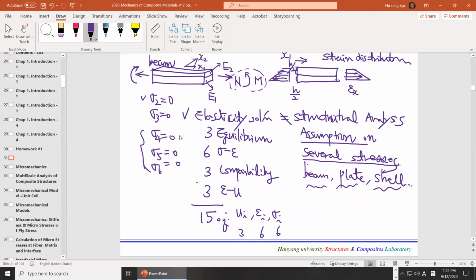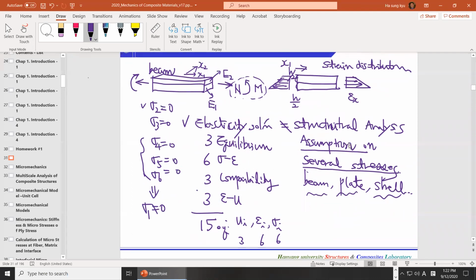Okay, based on these assumptions, the only non-zero stress is sigma 1. Sigma 1 is the major one, and again, others are very small. And this is the structural analysis. So to solve these equations, based on these stress assumptions and also strain distribution, this is the most important step in structural analysis.